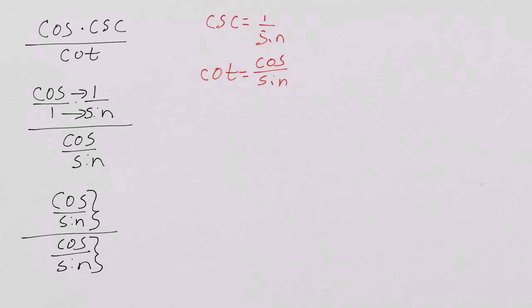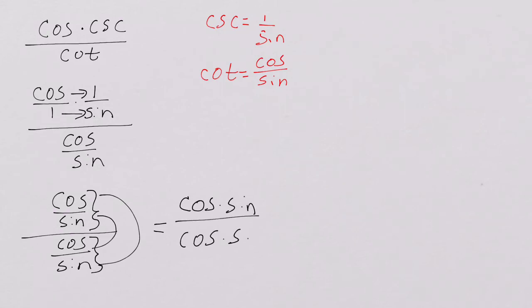So cosine over sine divided by cosine over sine is still just 1, but we can still do the rainbow method, which when we do that, we end up getting cosine times sine over cosine times sine. And of course your cosines will cancel and your sines will cancel, which will equal 1.